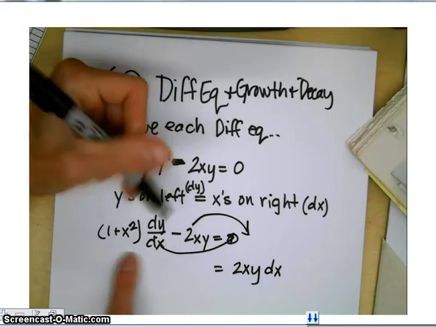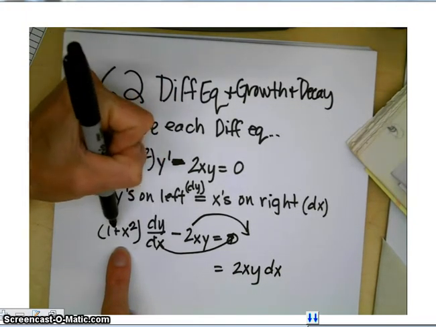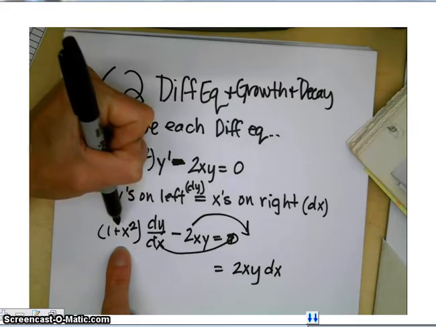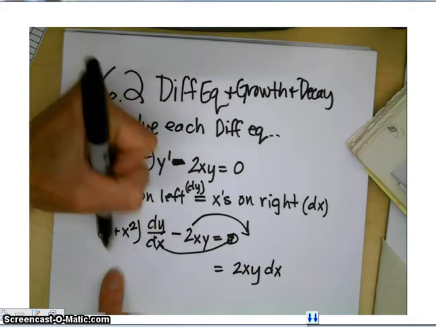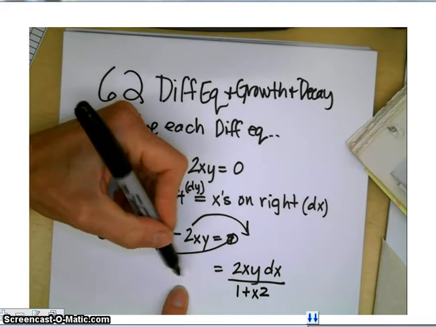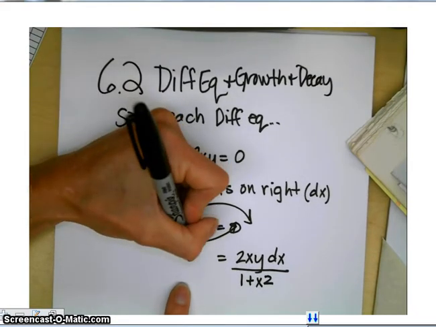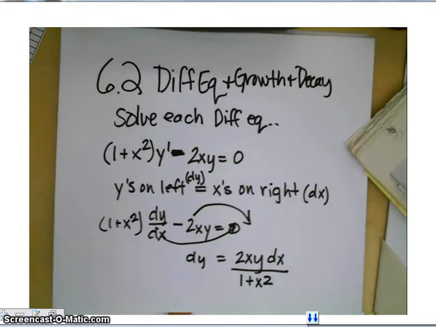All right, so then what I have left over here is 1 plus x squared dy. Should I leave that 1 plus x squared over here? Bring it over. What do I do to bring it over? Divide it. So I'm going to have to divide by 1 plus x squared. So what's the only thing left over here now? Dy. Okay, that's dy.